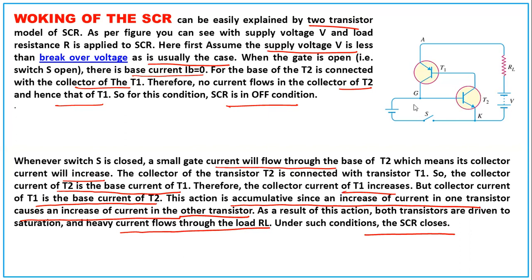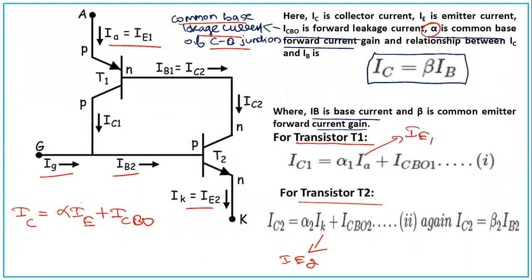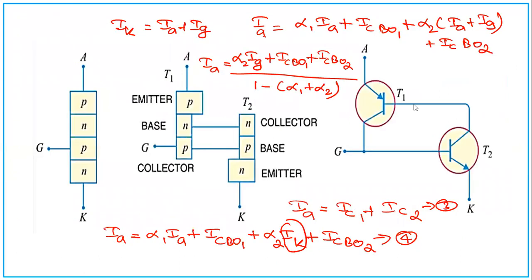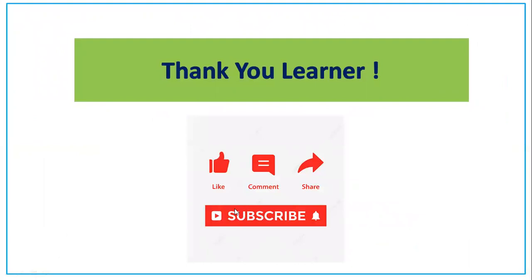Okay, I hope you have understood what the two transistor analogy is, how these equations are coming, and how we can explain the giving of the gate pulse and the SCR becoming on. So that's all about the two transistor analogy. Thank you.